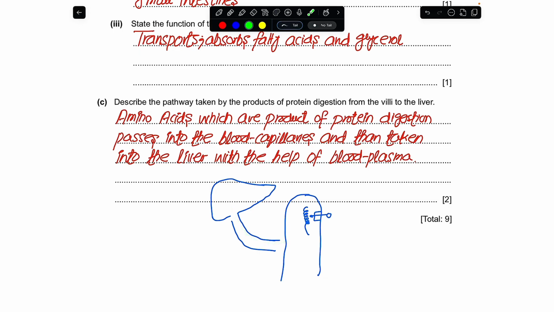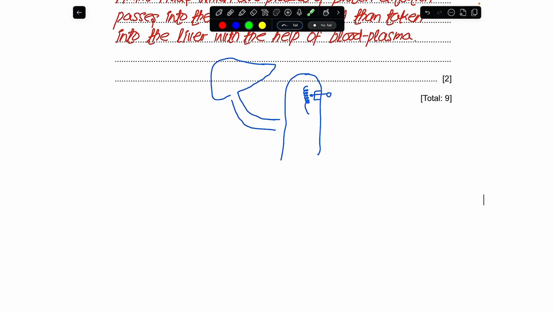So, how the answer would look like: the amino acids, which are the product of protein digestion, firstly pass into the blood capillaries and then they are taken to the liver with the help of the blood plasma. So this is how you would have scored 2 marks for this.